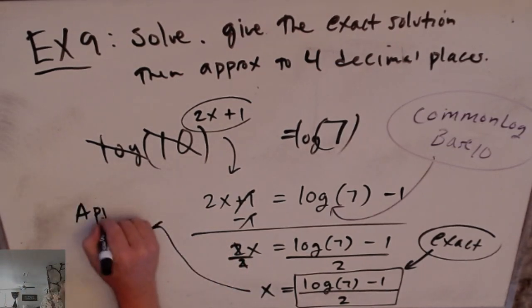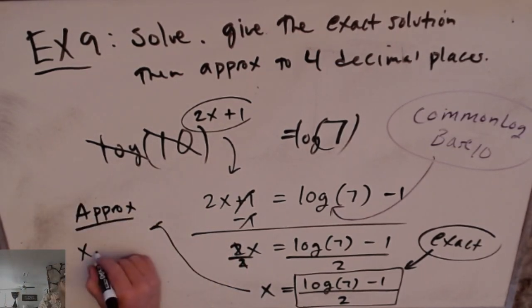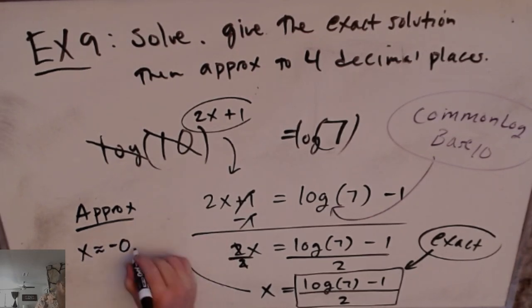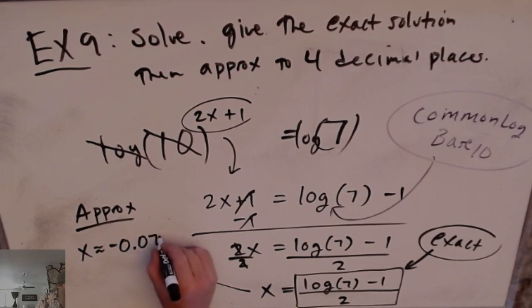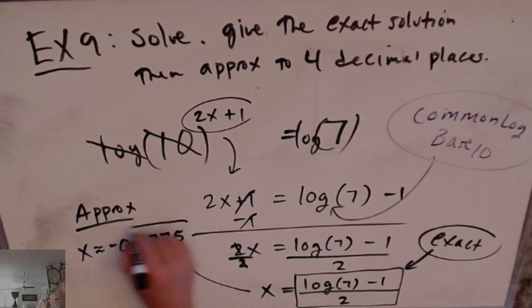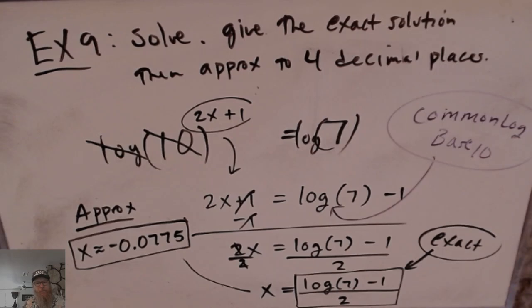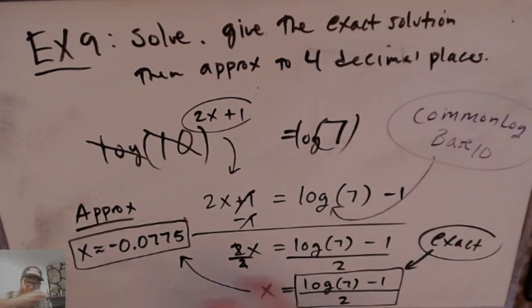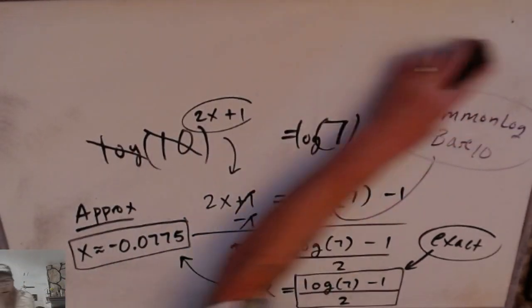So the approximate solution is negative 0.0775. That would be your approximate solution. One more example of solving an exponential, and then we'll switch over to solving logarithms.